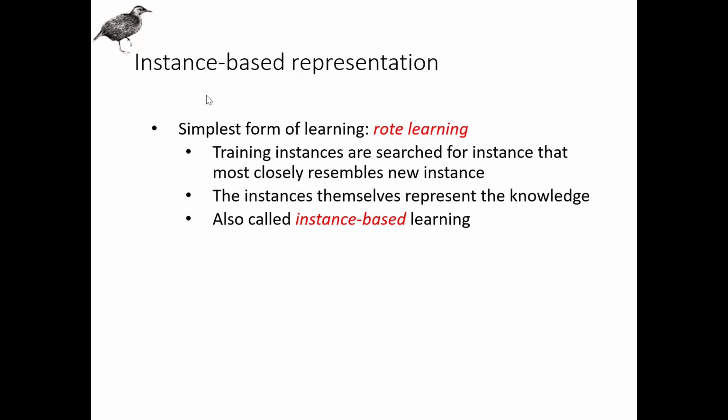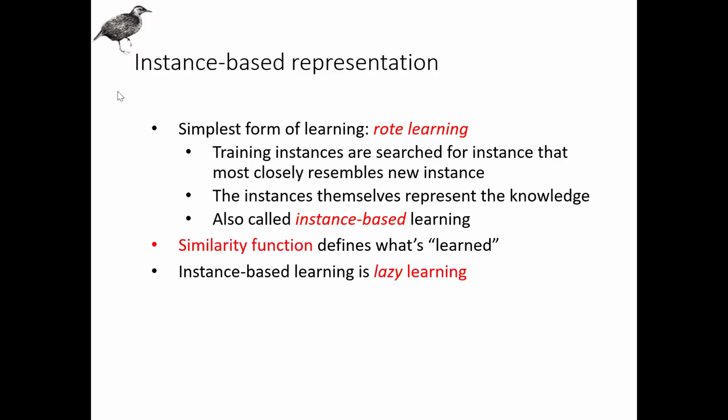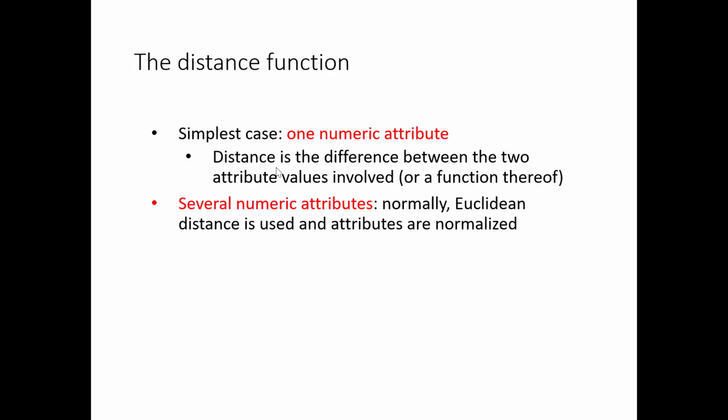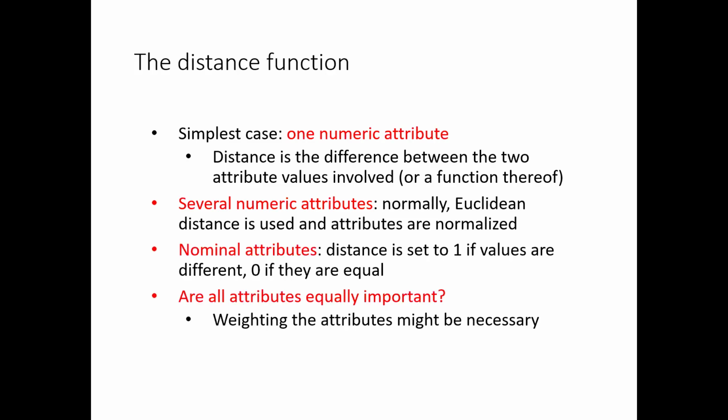So what happens here? We select something called a similarity function, and that function defines what is learned. This is known as lazy learning because there's no training, but then again you test and debug. The instance-based learning algorithms select the nearest neighbor or k-nearest neighbor.